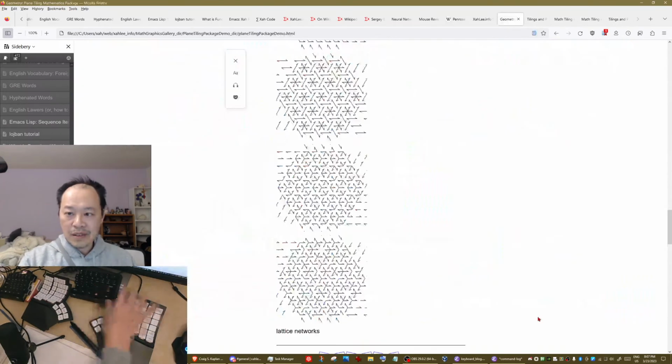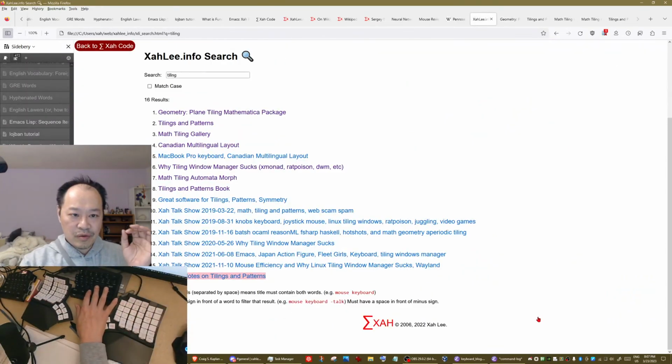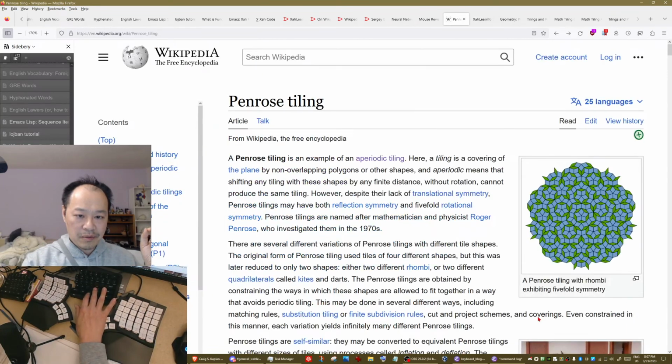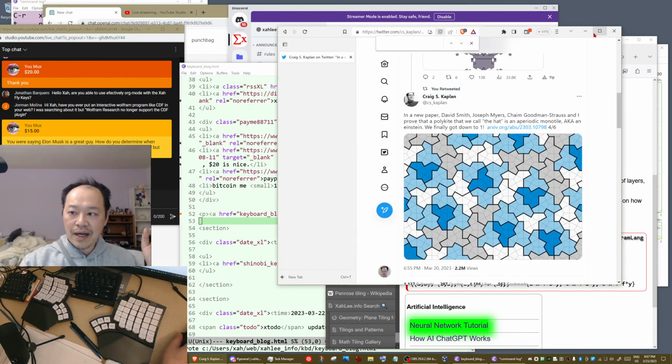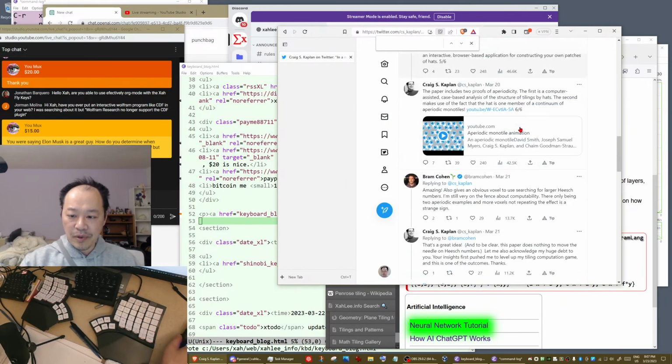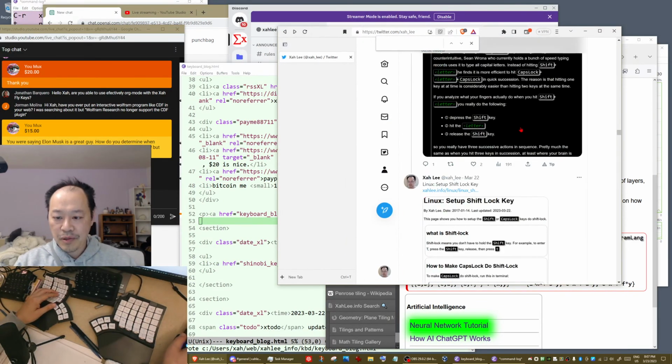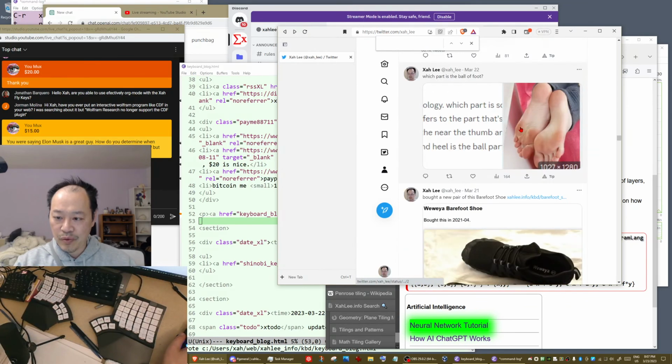So that's about tilings and patterns. Let me go back to the things we were talking about. We digressed a lot. I was going to show you stable diffusion, so let me show you some stable diffusion and we'll move on.